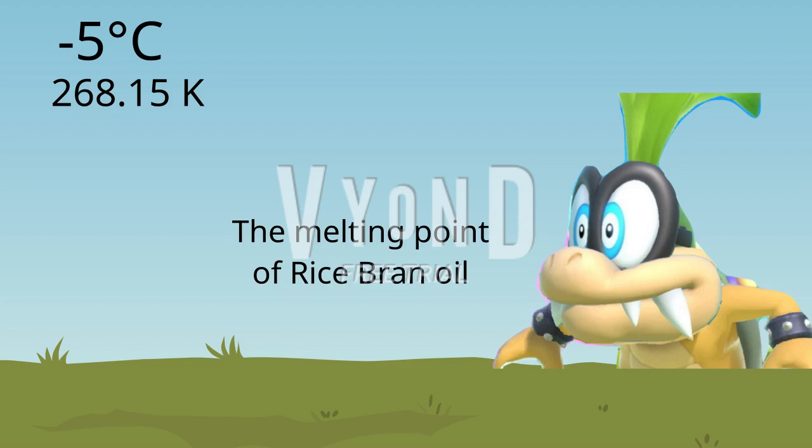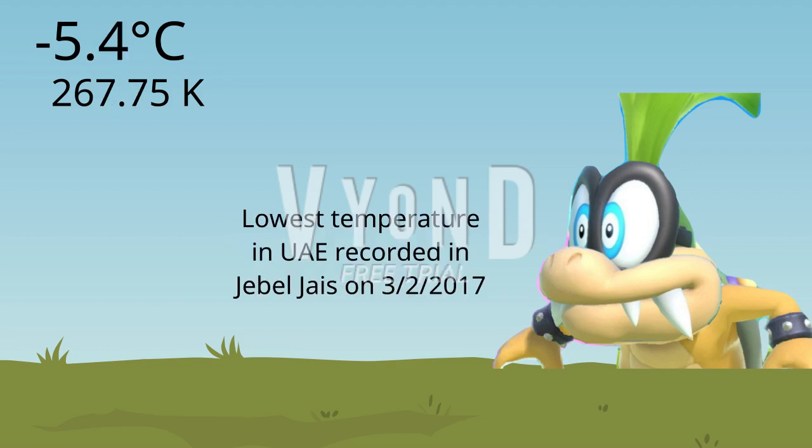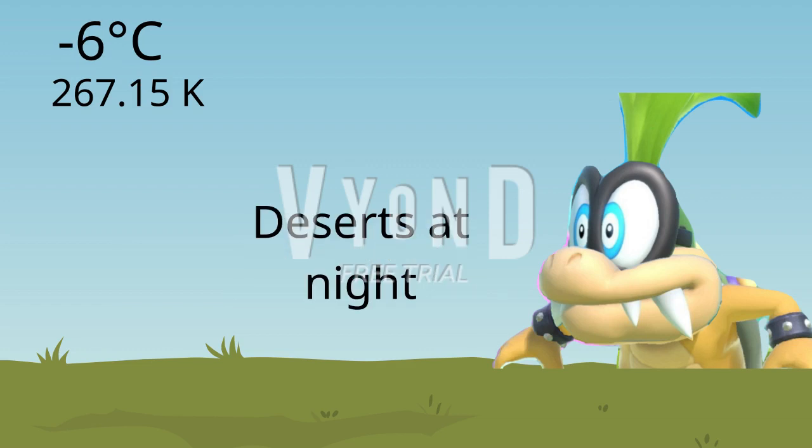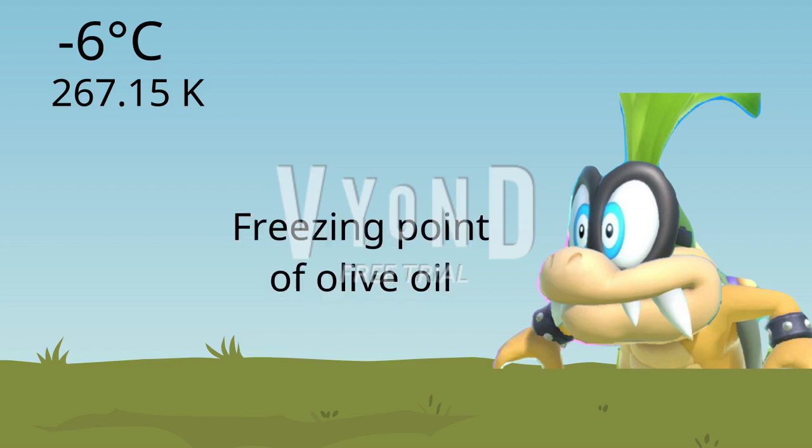The same temperature as the melting point of rice bran oil, the oil extracted from the hard outer brown layer of rice called chaff. The coldest temperature in the United Arab Emirates is minus 5.4 degrees Celsius, or 267.75 Kelvin, recorded in Jebel Jais on the 3rd of February 2017. Deserts during the night is minus 6 degrees Celsius, or 267.15 Kelvin, the same temperature as the freezing point of olive oil, a liquid obtained from olives, a traditional tree crop of the Mediterranean basin.